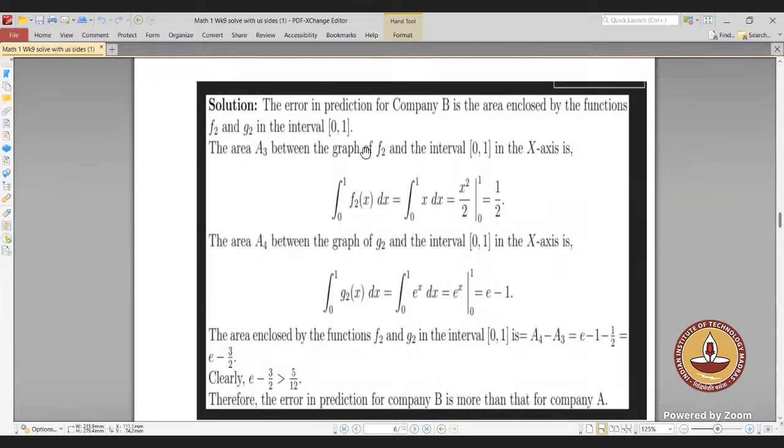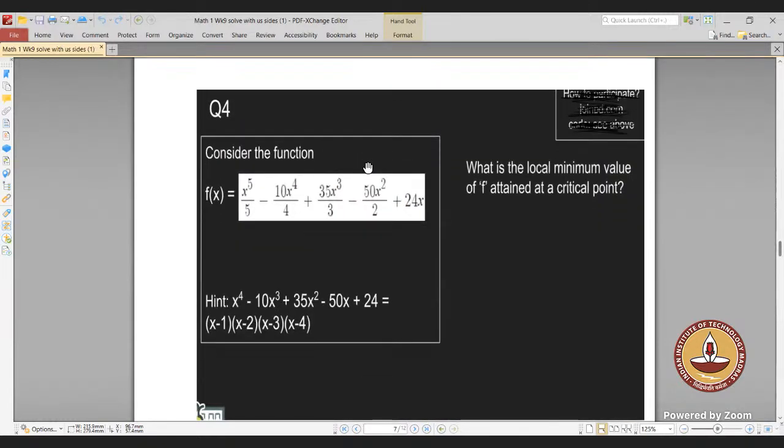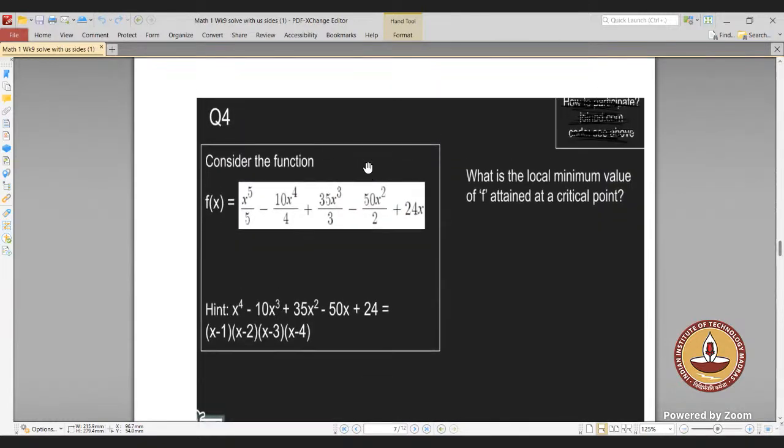Yes, sir. So now we'll move to the fourth question. So this is a function f of x. f of x is equal to x power 5 by 5 minus 10x power 4 by 4 plus 35x cubed by 3 minus 50x squared by 2 plus 24x. They're asking what is the local minimum value of f attained at a critical point.